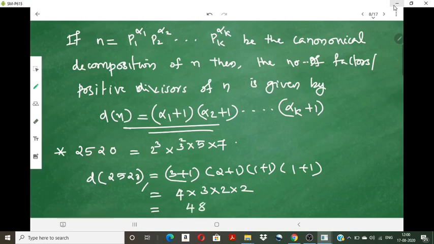So there are 48 positive divisors for this number. And for 60, we have already found that it has 12 positive divisors. So this is about the canonical decomposition and the number of prime factors.